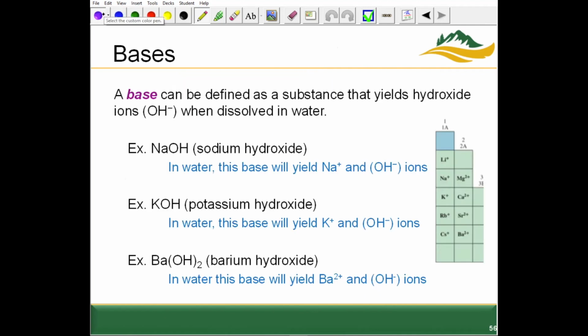Then another term we will come back to a lot are bases as well, so acids and bases. A base can be defined as a substance that yields a hydroxide ion. If this wasn't written here, hydroxide, that is one of the polyatomic anions to know. So hydroxide polyatomic anion is OH minus. So bases will form these hydroxide ions when dissolved in water.